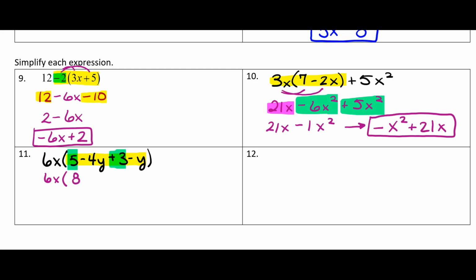And negative 4, and remember this is a negative 1y. Negative 4 plus negative 1 is negative 5y. Remember, anytime you're combining things, you're just adding them together. So now we need to distribute. So 6x times 8x is 48x.